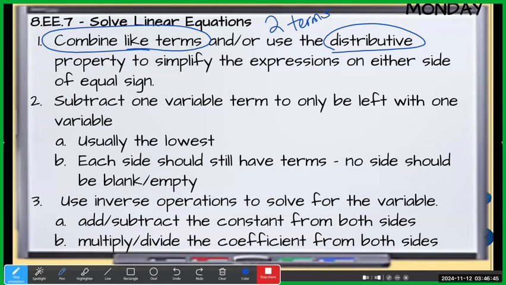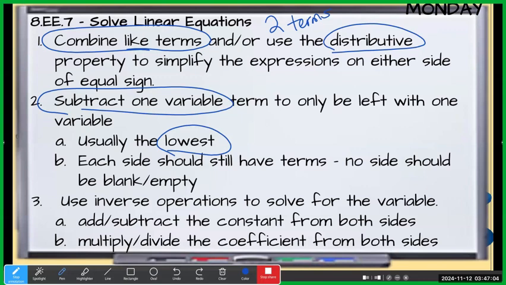Step two, what does it tell us? Subtract one variable term so we only deal with one variable. So we're going to be looking at variables on both sides of the equal sign. It told us to subtract, but didn't tell us which one. Which one do we subtract? The lowest. So that means I'm going to start evaluating which one will be my lowest.